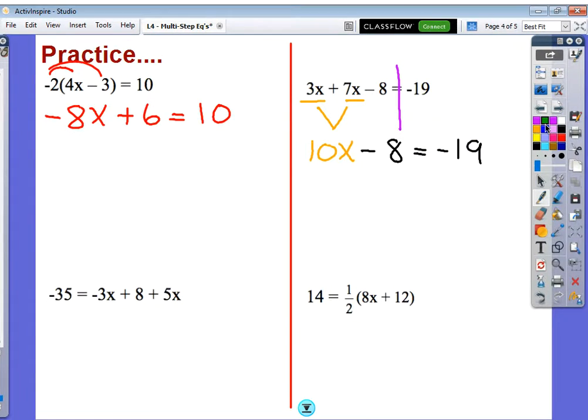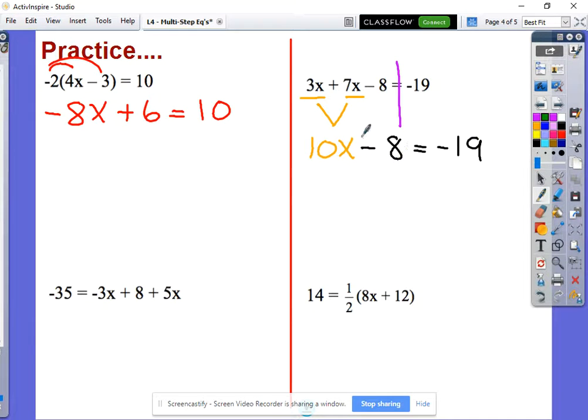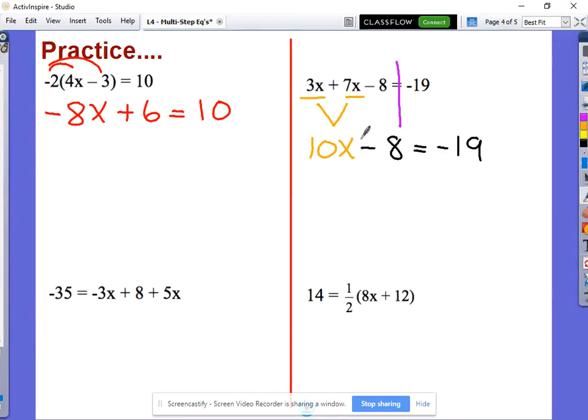We had a two-step equation. We start by doing the opposite of what we see. The opposite of what we see is here. So the opposite of that is plus 8, plus 8. So we cancel out. We're left with 10x equals negative 19 plus 8. What does that give us? That gives us negative 11.